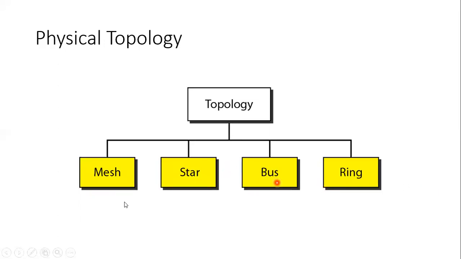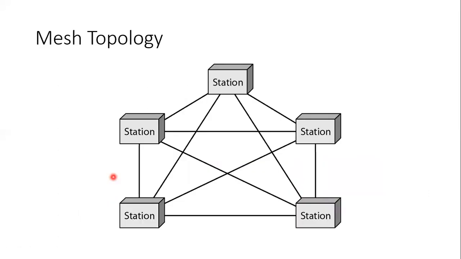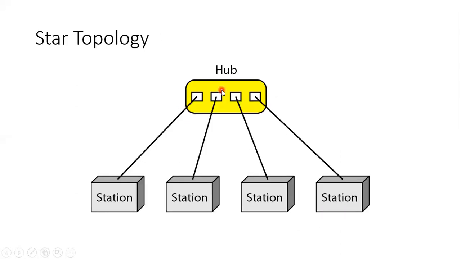Let me see later. The first one is the mesh topology. So this is the mesh topology. So here various stations are there. Then each station is connected with another station by a dedicated link. You see that this is one link. That is, this is station 1 or station A.